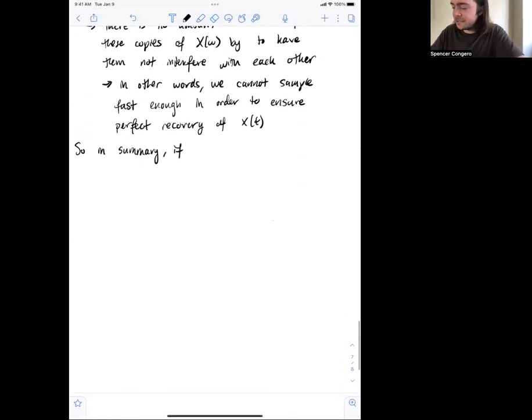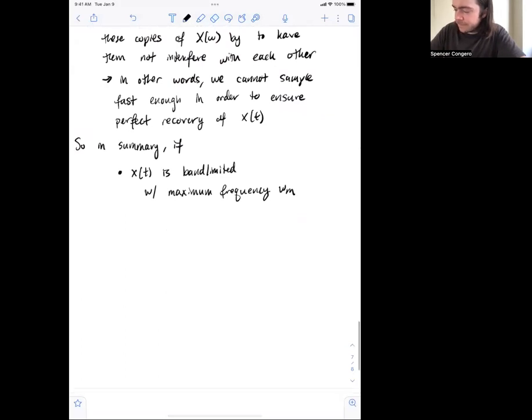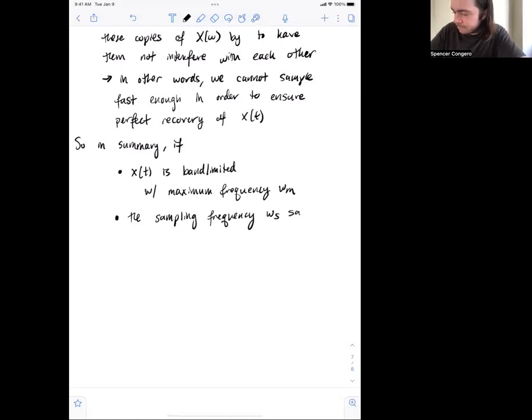if, and now I'm going to write the conditions to ensure that we can recover x of t exactly. Okay, so first of all, we need x of t to be band limited. We've seen that now. We've seen why. X of t is band limited with maximum frequency, say some omega sub m. Okay, that's one thing we need. Now we need Nyquist. We need to sample fast enough. We have to make sure the sampling frequency is large enough. We have to make sure we don't undersample. We need the sampling frequency to be at least twice that max frequency. Okay, this is the Nyquist theorem.